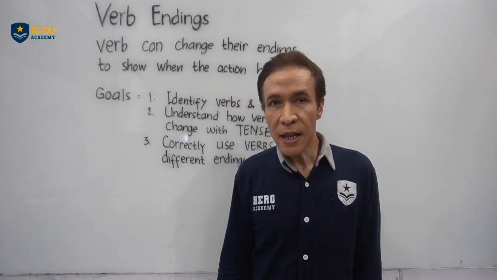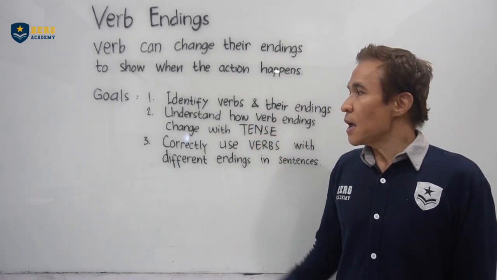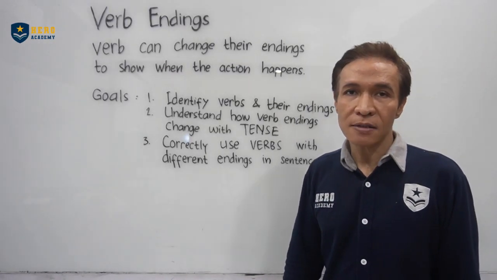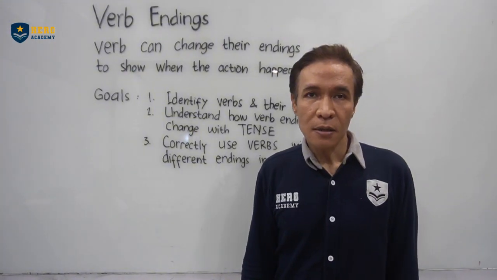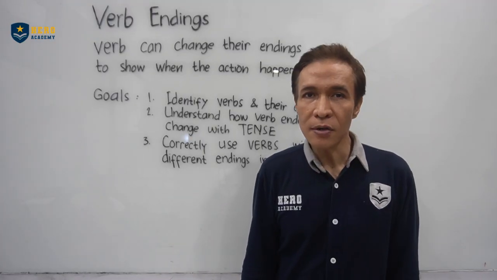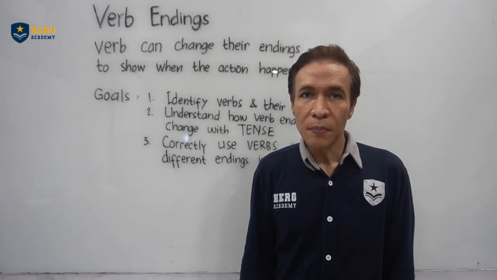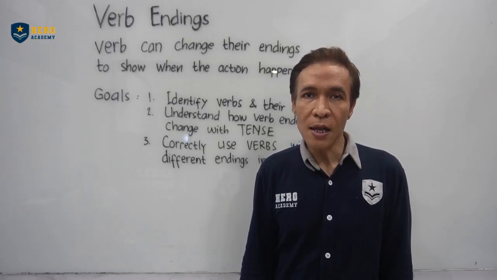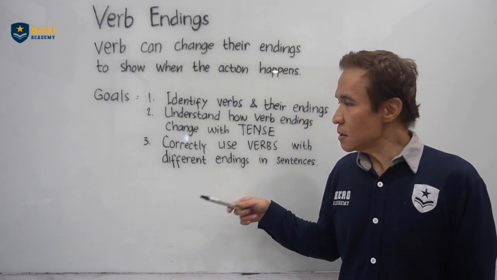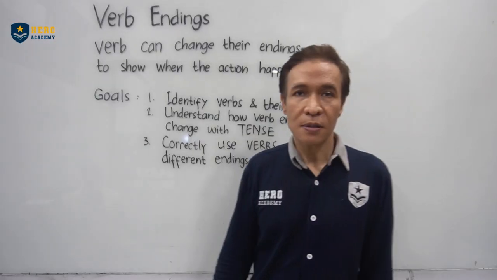And by the end of this lesson, you'll be able to identify verbs and their endings. And you'll be able to understand how verb endings change with tense. You know tense, right? There's a simple present, present continuous, and simple past tense, among other tenses that we can use to state an action or to tell an event that happens in different times. And the last one, you'll be able to correctly use verbs with different endings in sentences.